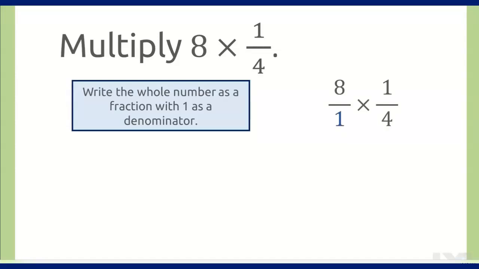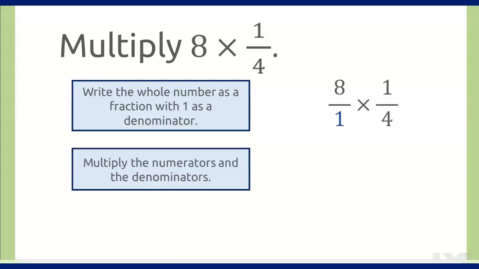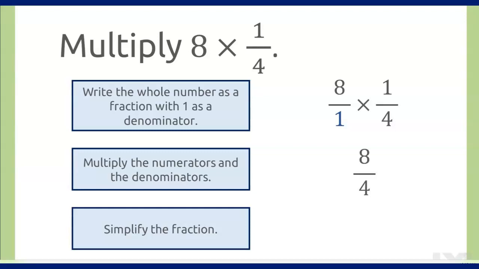Now we have two fractions, and we know when we multiply fractions, we multiply the numerators together and the denominators together. 8 times 1 is 8, and 1 times 4 is 4. Finally, we just need to simplify our fraction. 8 divided by 4 is 2, and that's it. We're done. Does this answer make sense?